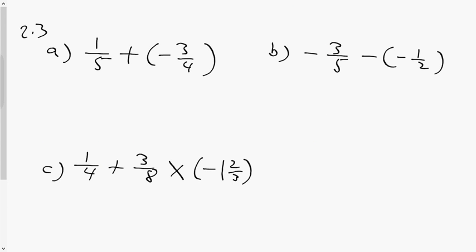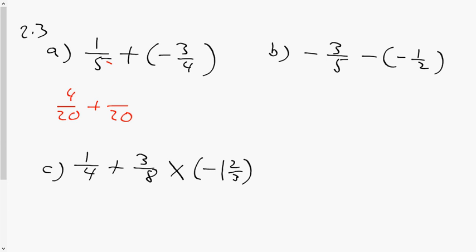Questions from 2.3 are our fraction questions. They're all pretty easy ones. The first one's 1/5 plus 3/4. When adding or subtracting fractions back in grade 7, you remember you needed a common denominator. In this case, 20 is the first multiple that's shared.